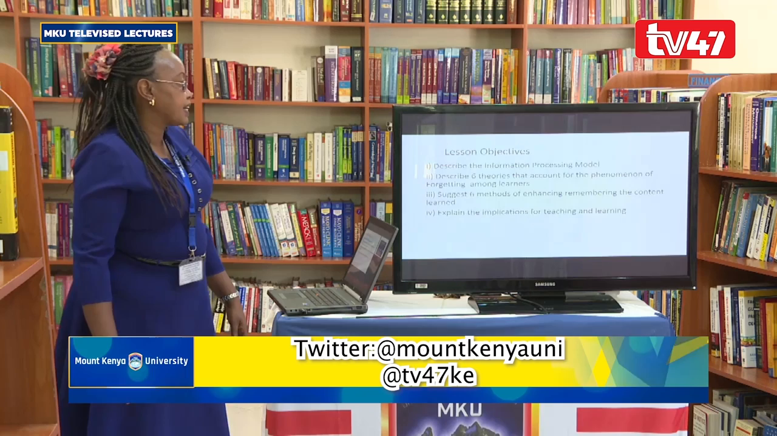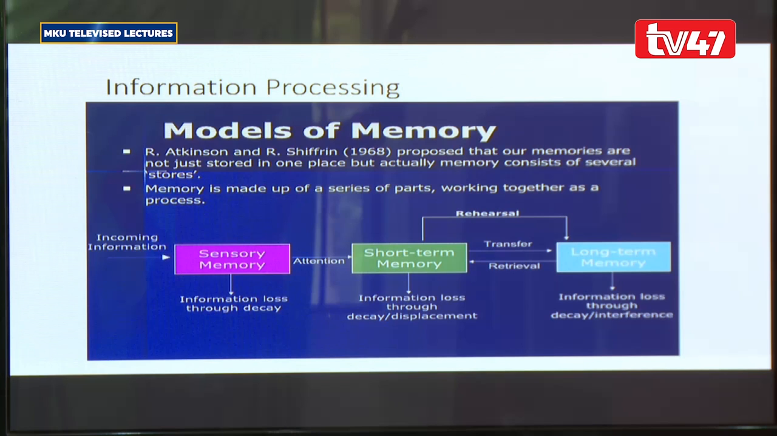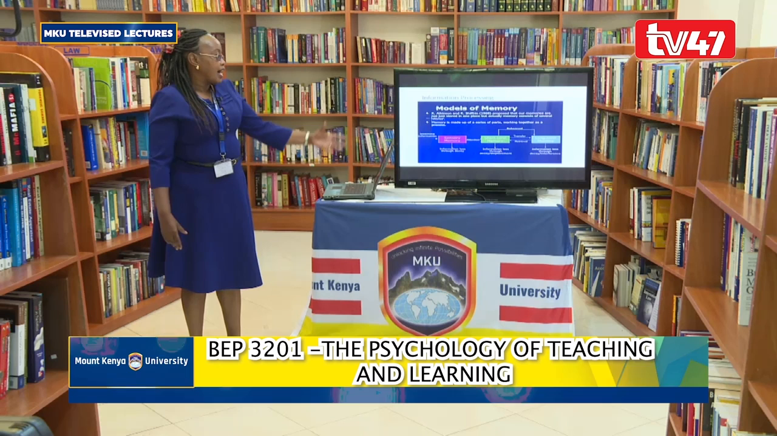Now, the first part of the lecture talks about information processing, and we need to be conversant with how we process the information. When the teacher is in the class, we are delivering content. And when we deliver content, we have to have a rough idea about how that content enters the mind of the learner and can be retrieved for problem solving and effective learning. We have a model there that explains how the memory takes place.